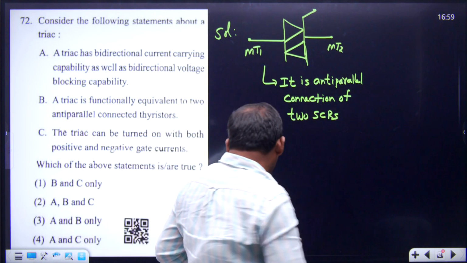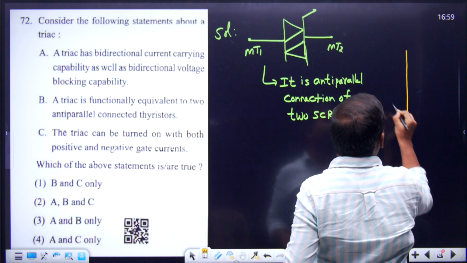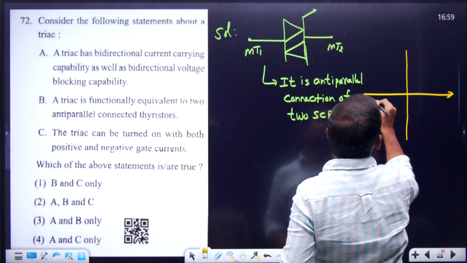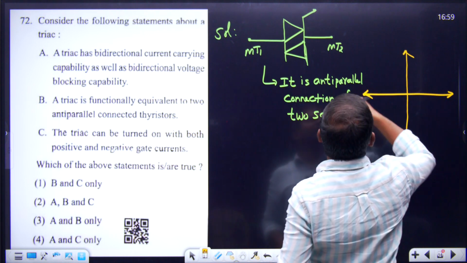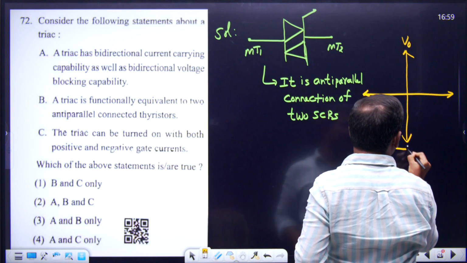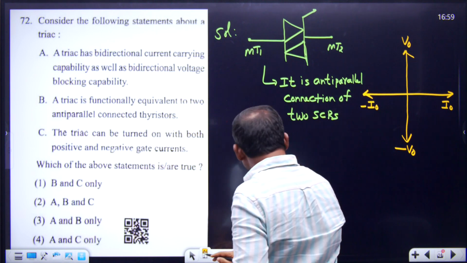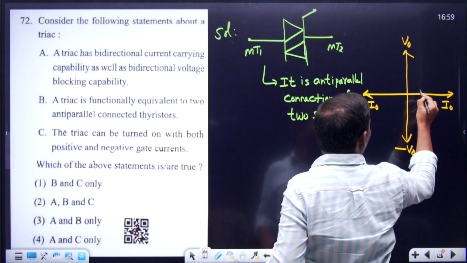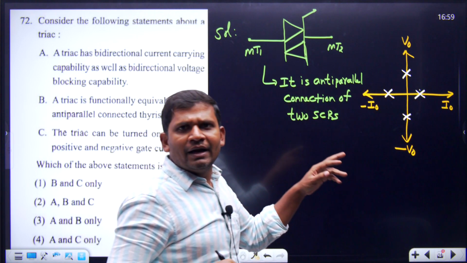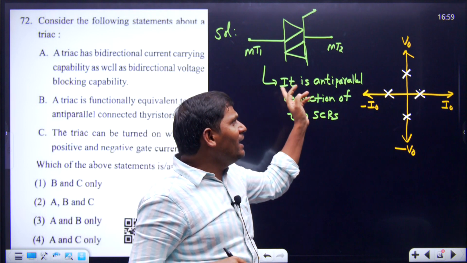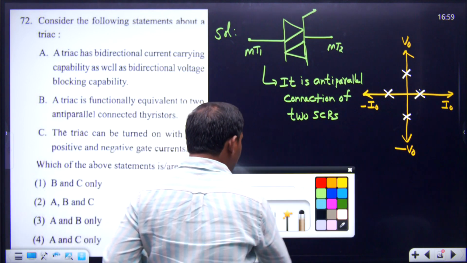And we know that it blocks both the polarities and it allows both the currents, in both directions. If you draw the ideal characteristics of a triac, this is the triac, V0, minus V0, I0, minus I0. Yes, friends, it blocks both the polarities and it allows the currents in both directions. That's why a triac is the example of a bidirectional bipolarity device. That's why statement 1 is correct.